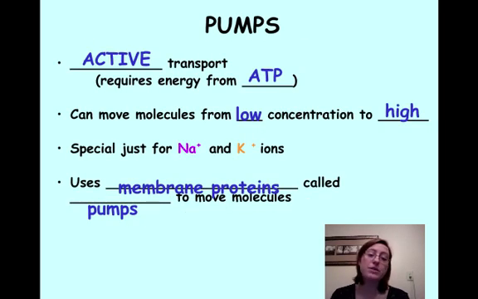So first of all, pumps are going to require ATP, and the name makes you think of that. And what they're going to do is move molecules from a low concentration to a high concentration. So for example, sodium and potassium ions. These are very important in sending signals in your nerve cells, in your neurons essentially. We're going to allow those ions to move through membrane proteins, but instead of just acting as a channel protein, we're going to have to pump these molecules across. We're purposely trying to push them in the wrong direction.